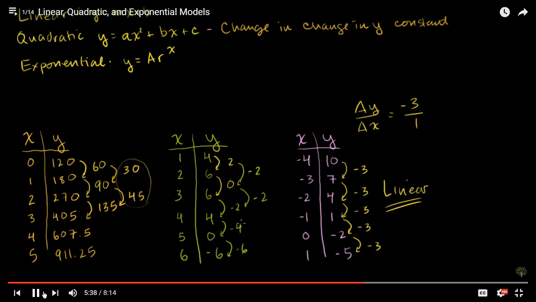Then you go from negative 2 to negative 4, a change in the change of negative 2. This one's starting to look quadratic. We changed by negative 4, then we changed by negative 6. Once again, a change in the change of negative 2. So this data right here fits our requirement for a quadratic.